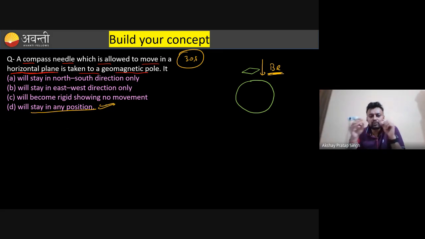So you need to find out the differences. What if I say that the magnet is free to move in the vertical plane in this question? Then this magnet will be aligned vertically, or you can say in the north-south direction, and option A would be correct. But in this situation, option D is correct. This is option D, which is the correct answer.